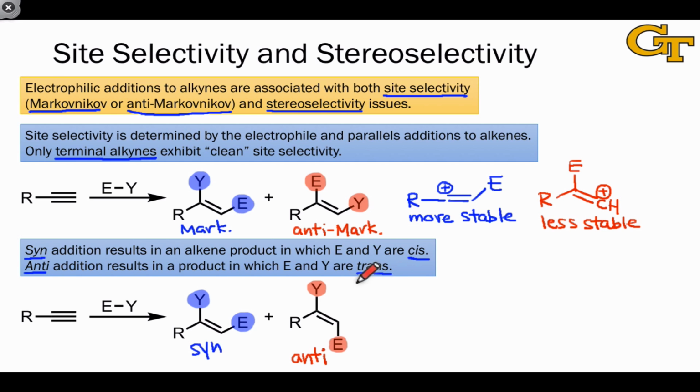For example, the hydrohalogenation of an alkyne, believe it or not, is actually stereospecifically anti. That gives us mechanistic insight, since additions involving alkenes are neither syn nor anti-stereospecific, this tells us that the mechanism of hydrohalogenation to an alkyne is fundamentally different from the mechanism of addition of HX to an alkene. We'll see more on this in the next video.